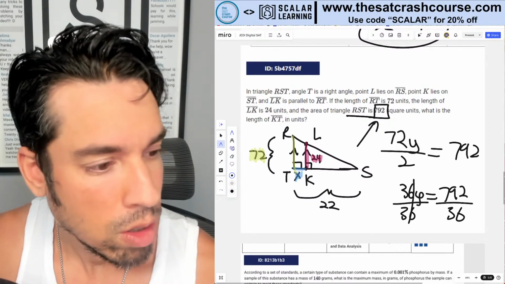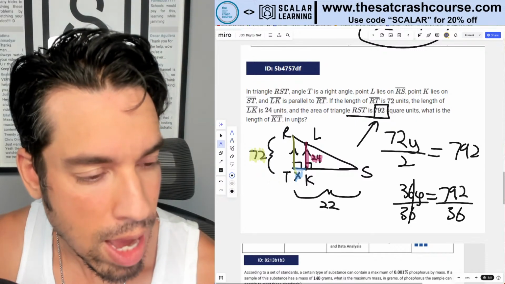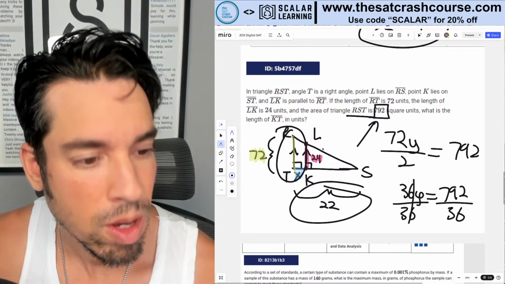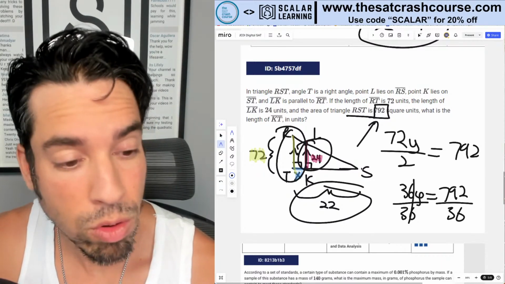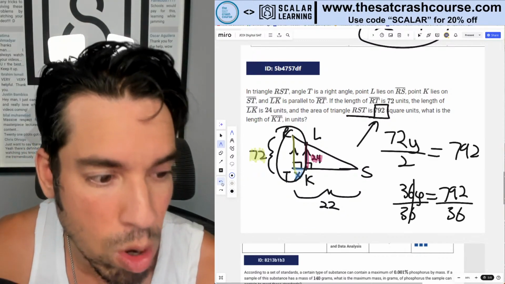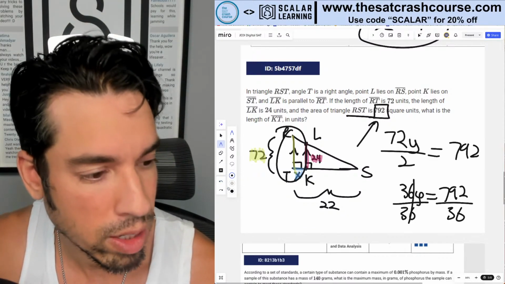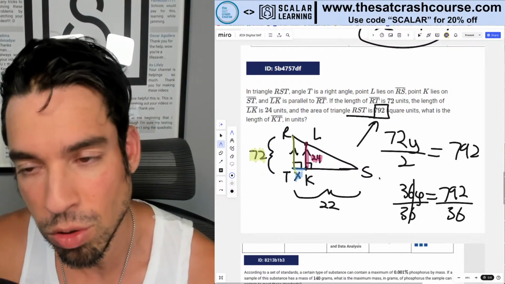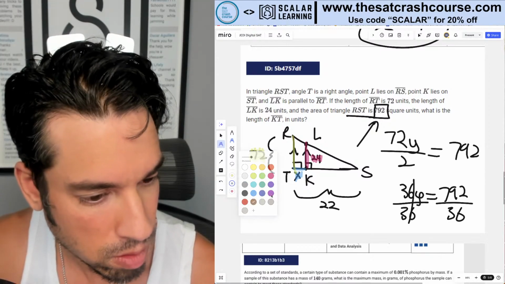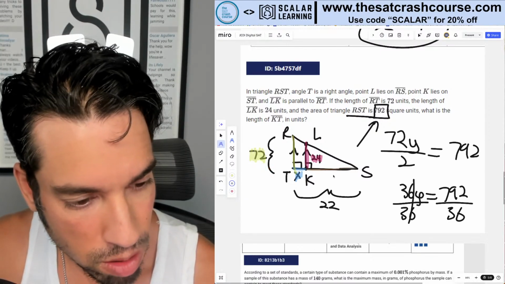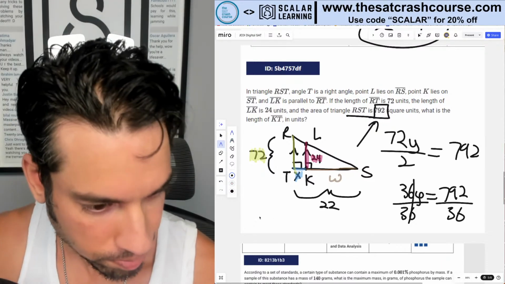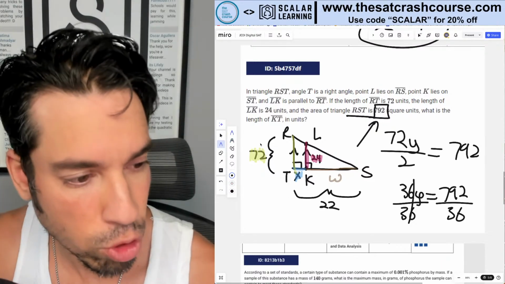This is pretty cool. So look at this, right? I have height, but I don't know the base. But I can use this information to solve for the base, meaning KS. Now, it's not what we want. We want KT, but this is a good starting point. You'll see why in a second. So to get KS, let's do that in brown and let's call it W. Okay.